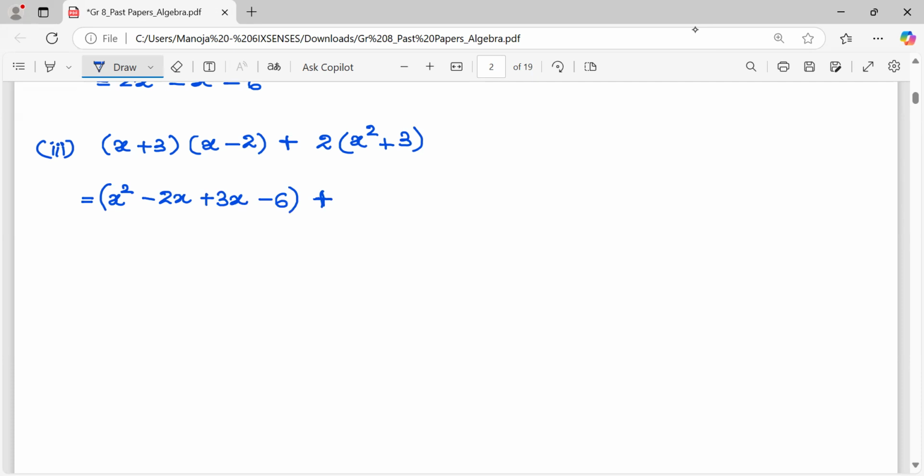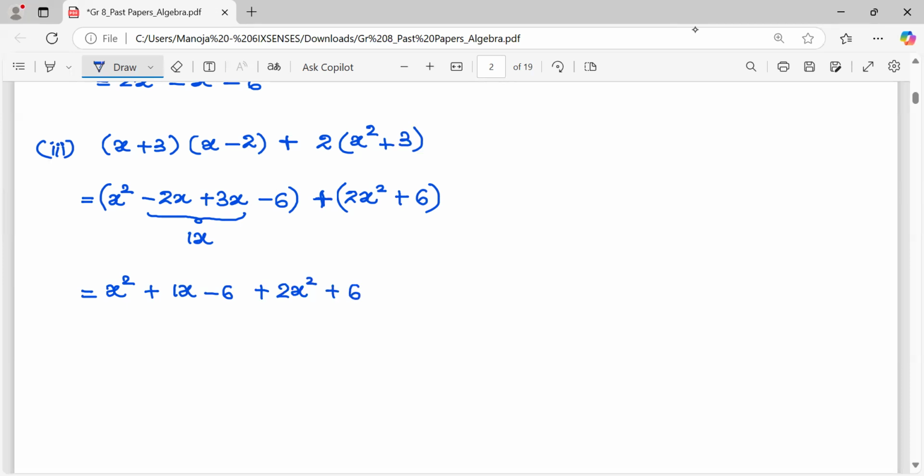In the second part, I have a bracket, and in front of the bracket I have a number. 2 times x squared is 2x squared. 2 times 3 is 6. So then I have the second bracket component, right? Now I can simplify this, because here I have like terms. This gives me positive 1x, and I rewrite this as x squared plus 1x minus 6, and positive times 2x squared. Here I have 2x squared, and positive times 6 is positive 6.